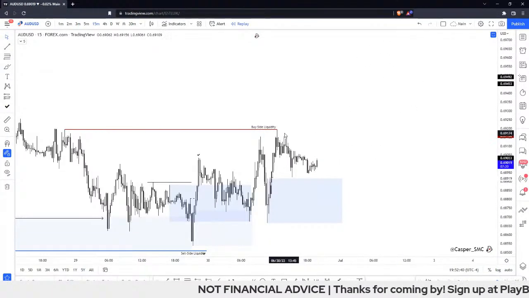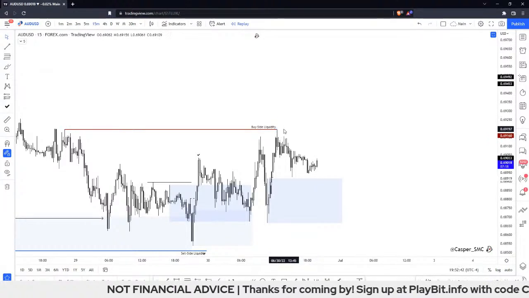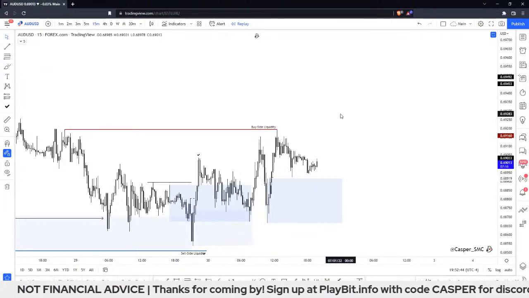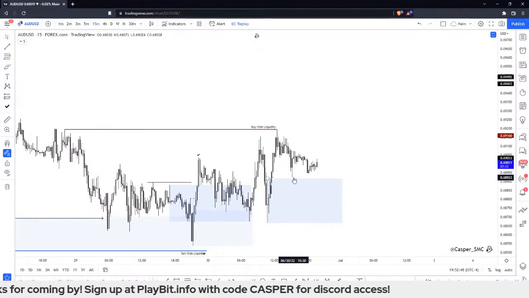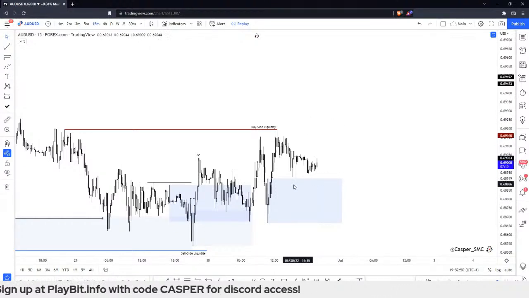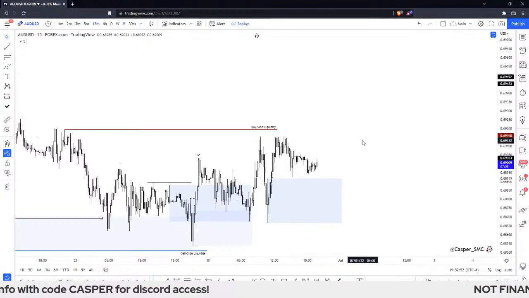But right here, this is really our liquidity. If we could get a nice raid above that, I would look to the low time frames to take a short down to these lows. At that point, I'd be out, and then I'd be looking for 15-minute to go bullish again.